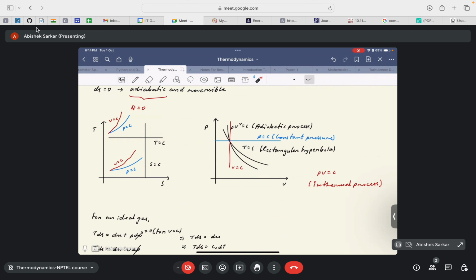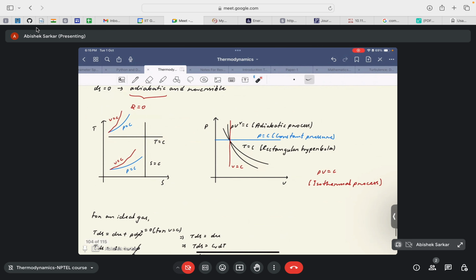Similarly, PV^gamma equal to constant is the governing equation for an adiabatic process, and this process would tend to have a higher slope, shown by this line, in the PV diagram. Similarly, a constant pressure process can be represented by a horizontal line in the PV diagram, represented by this blue line. And finally, a constant volume process, V equal to C, will be represented by a vertical line in the PV diagram, right? Shown by this red line.